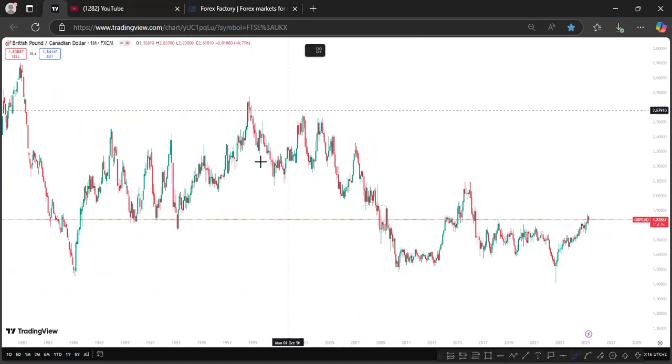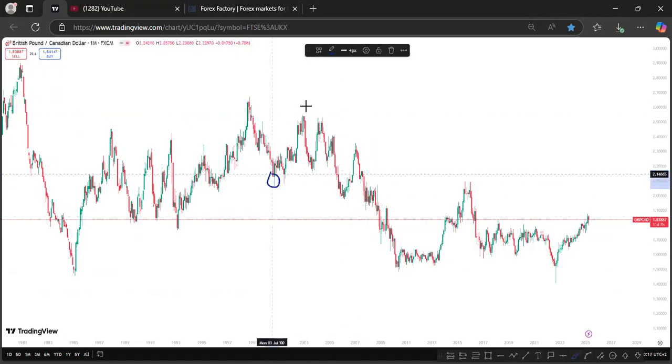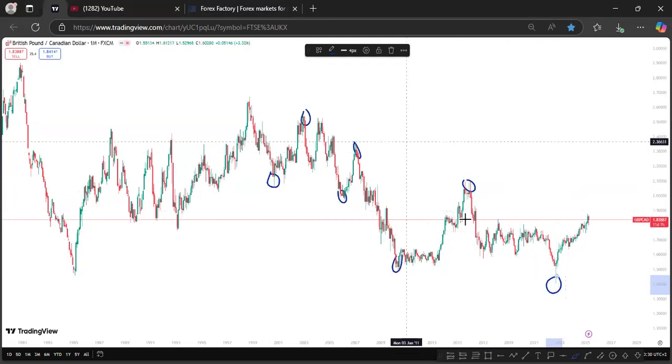We can see that from this zone, we are having a lower low, a lower high. We have another lower low, a lower high. We have another lower low at this point, then a lower high, and we have the last lower low here. So since we have spotted that we are in a downtrend, what do we do?